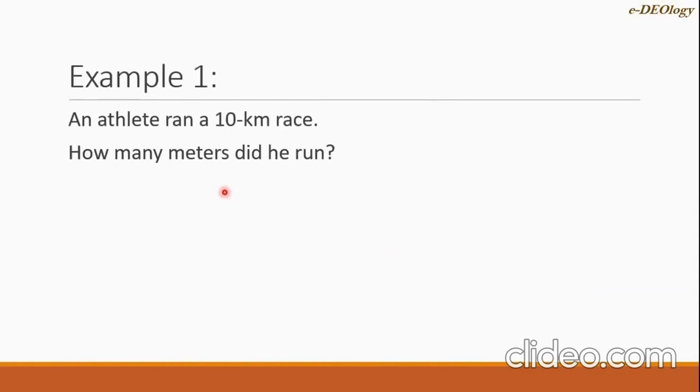Let us see some conversion problems. Example 1. An athlete ran a 10-kilometer race. How many meters did he run? We may write this problem again into a simple one like this. 10 kilometers equals blank meters. We know our formula here that 1 kilometer equals 1000 meters.